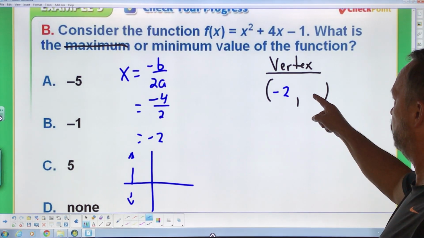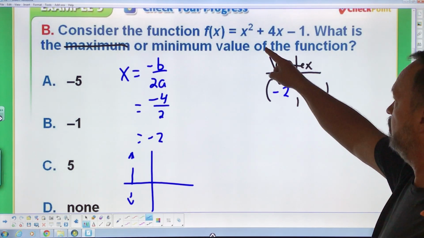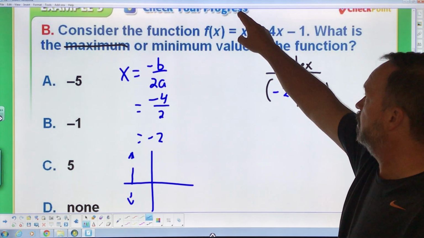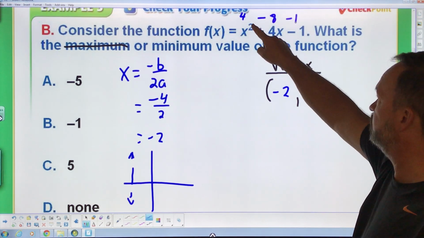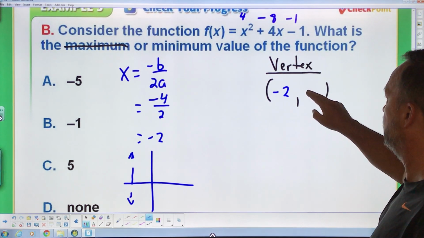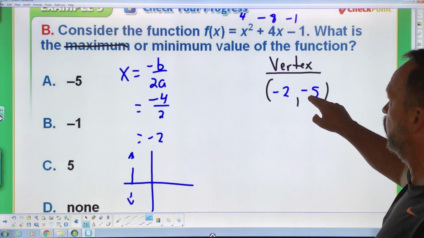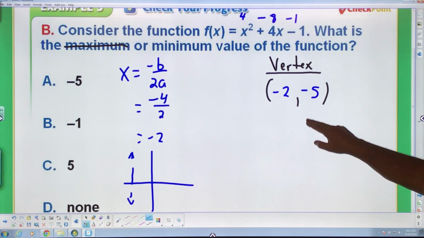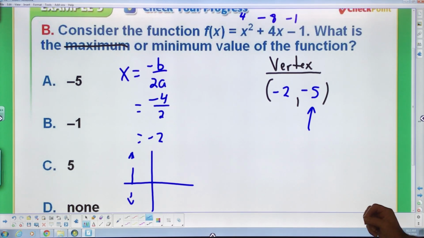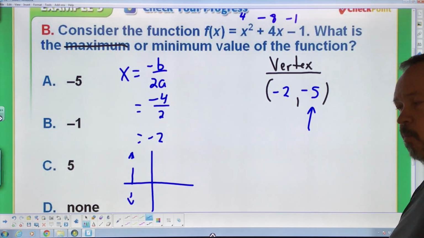And what happens when x is negative 2? Well, that would be 4, that would be minus 8, and then minus 1. What is 4 minus 8 minus 1? Negative 5. So what is the minimum value? Negative 5. The y value of the minimum point is the minimum value.